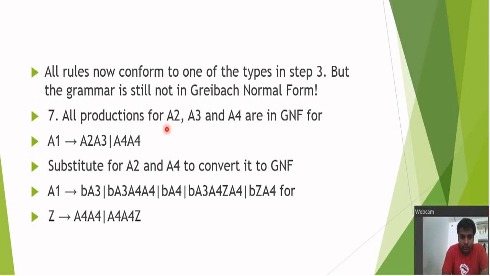What we need to do is change the value of A1 so that this also conforms to the GNF. To do this, we have to substitute A2 and A4 to convert it to GNF. A2 will of course be converted to B as earlier stated, and the value of A4 we solved just earlier. This is our final answer.